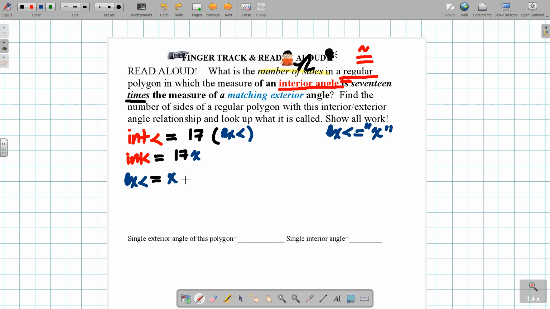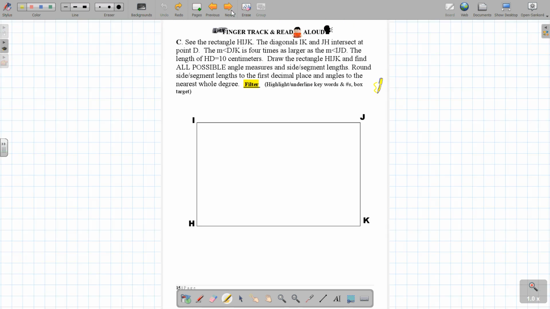Using the relationship between the interior and exterior from the previous page and this little key right here, solve for the interior and exterior angle. Put those two measurements right there, and then you're going to solve for the number of sides. Pause the video, finish the page.